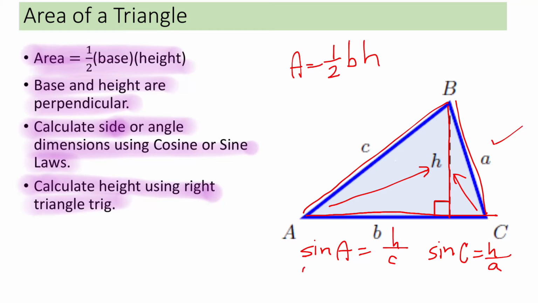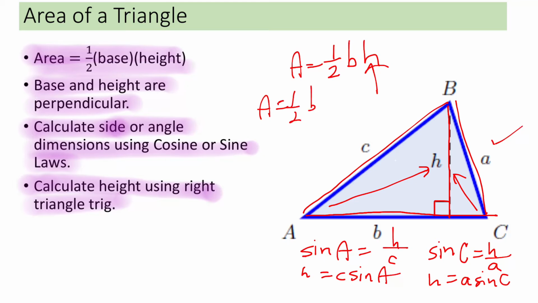So I would say h is equal to c sine of A, or I could say h is equal to a sine of C, right? And that's where that would go right here. So in the end, I would be plugging in c sine of A or a sine of C. Okay, so that's what we're going to do, and we've got a few examples here.